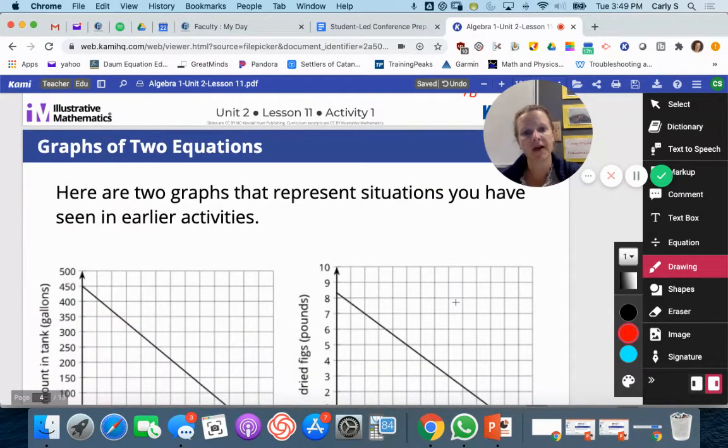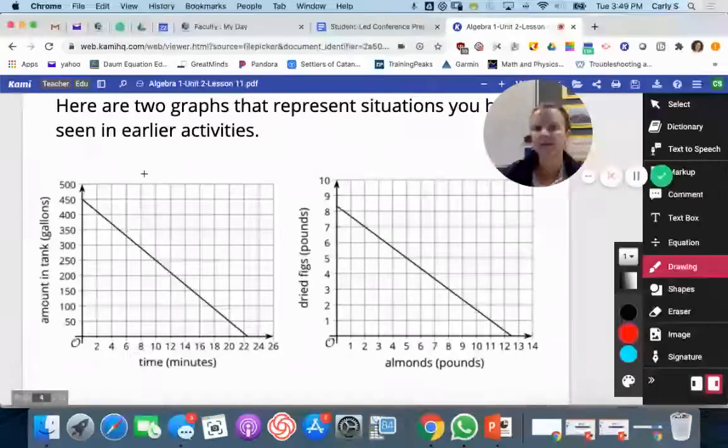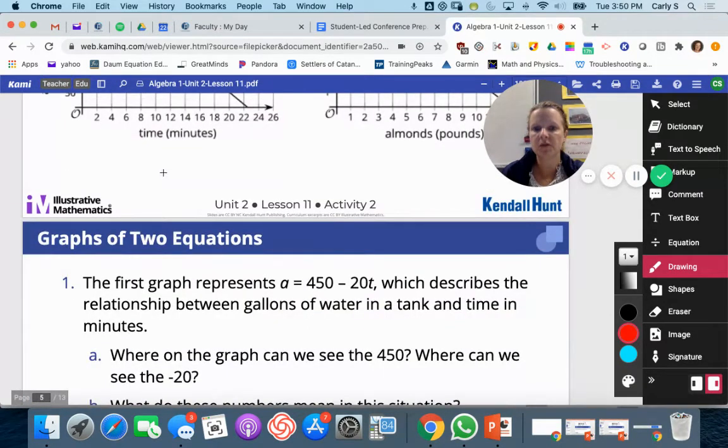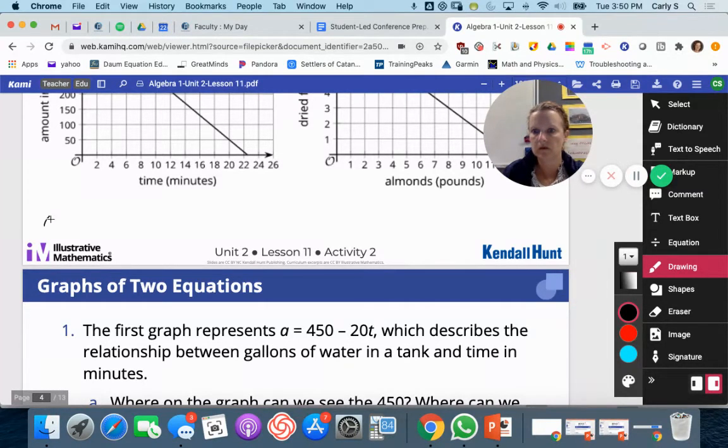So here are 2 graphs that represent the situations you have seen in earlier activities. We've talked about a tank losing water, and we've talked about dry figs and almonds. That's the trail mix. So the first graph represents A equals 450 minus 20t, which describes the relationship between gallons of water in a tank and time in minutes.